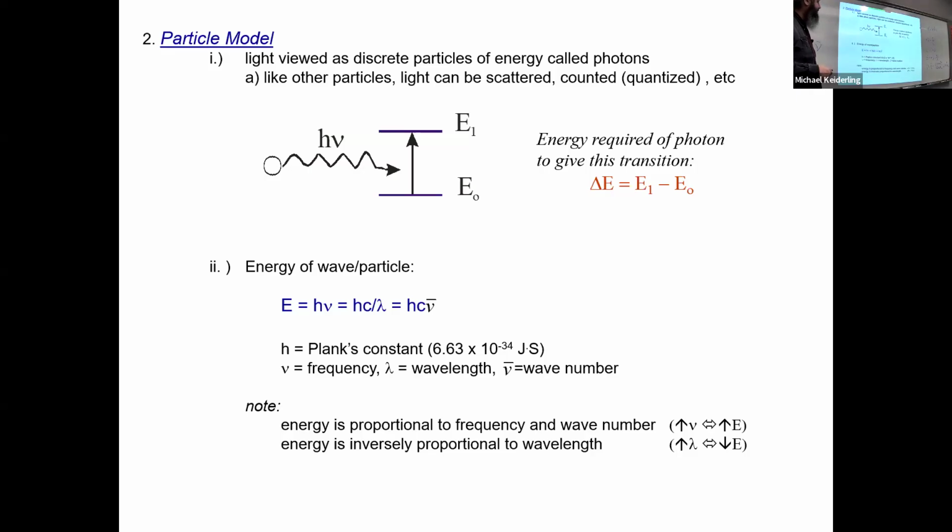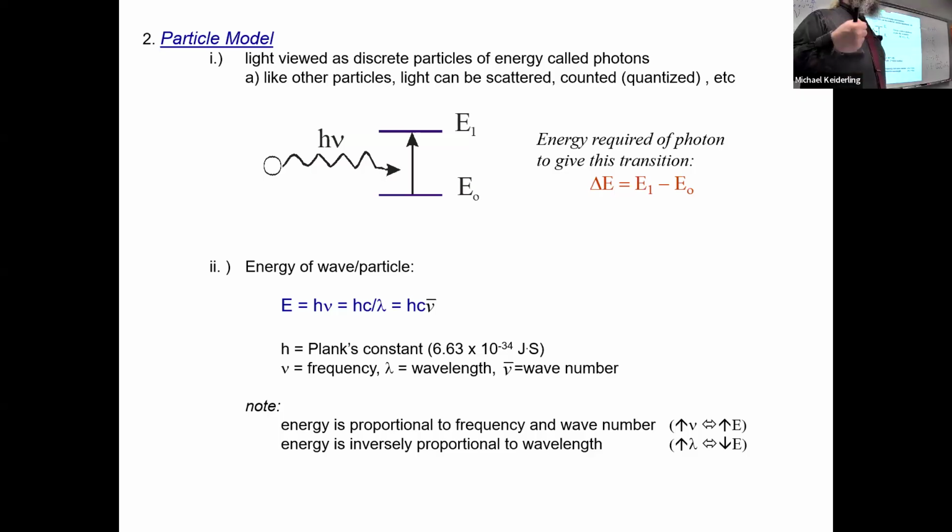or Planck's constant times the speed of light divided by the wavelength, or Planck's constant times the speed of light times the wave number. So energy is proportional to frequency and wave number. When frequency goes up or wave number goes up, you're going to higher energy. And it is inversely proportional to wavelength. As wavelength goes down, you are going to higher energy.